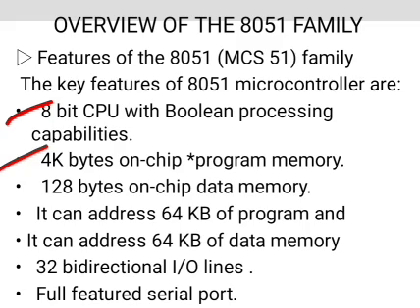Next, the 8051 microcontroller device has 4 kilobytes of on-chip program memory. That means 4 kilobytes of on-chip read-only memory. And also the 8051 has 128 bytes of on-chip data memory, that means random access memory.